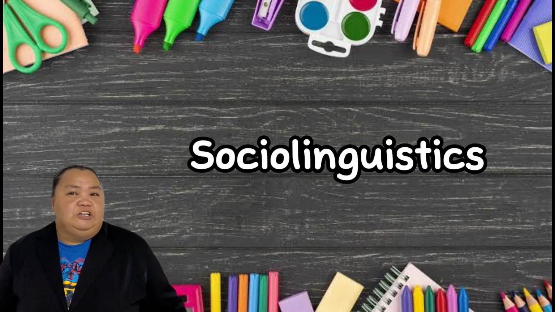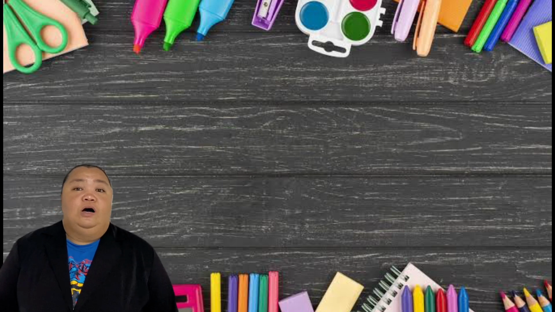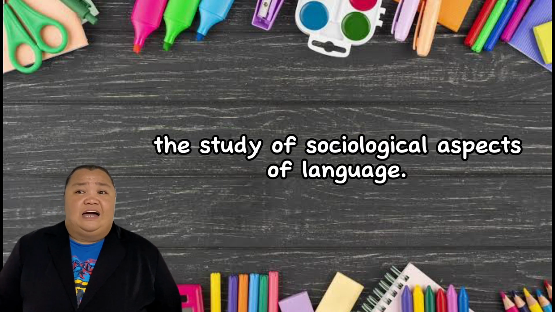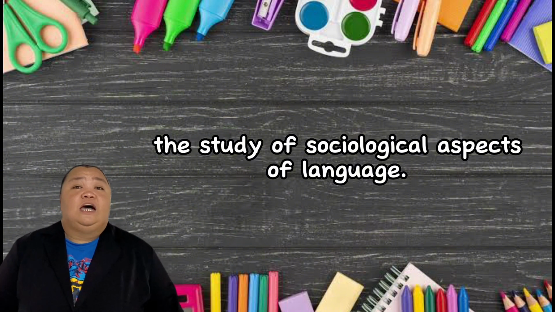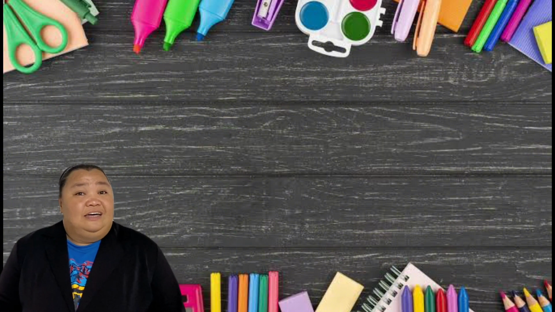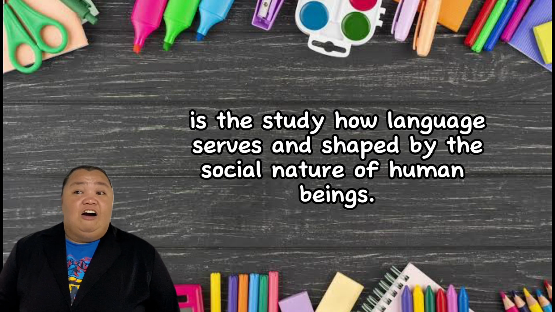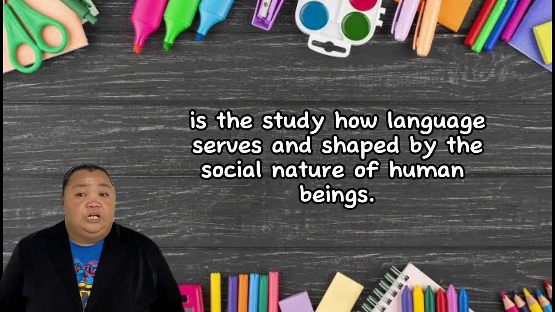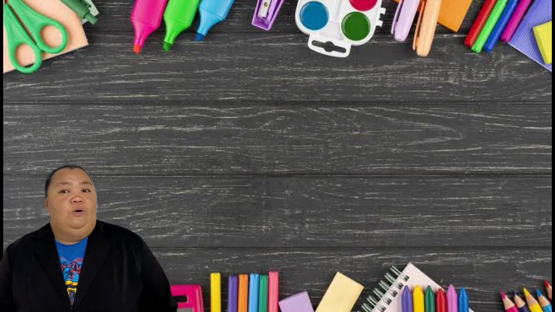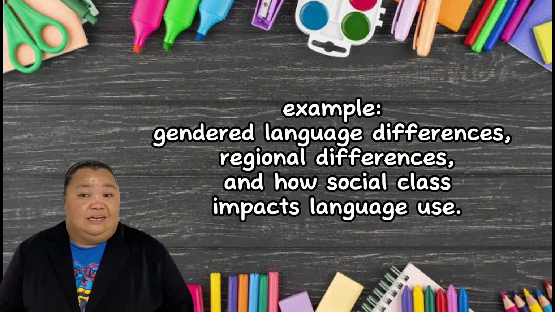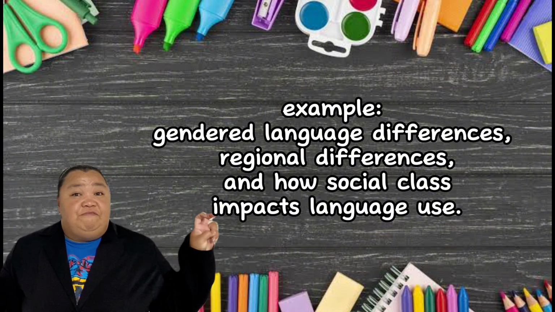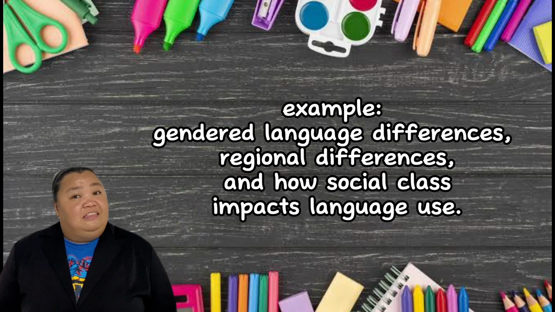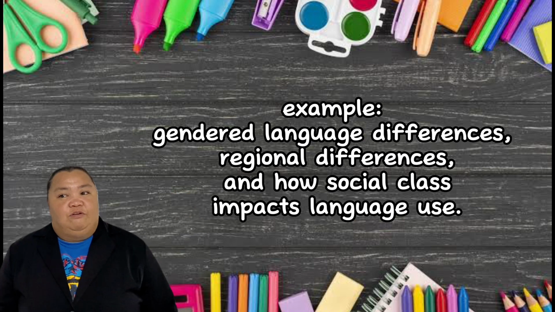Another example of linguistics is sociolinguistics. So let's go. What is sociolinguistics? Sociolinguistics is the study of the sociological aspects of language. It is the study of how language serves and is shaped by the social nature of human beings. Examples are gender language differences, regional differences, and how social class impacts language use.